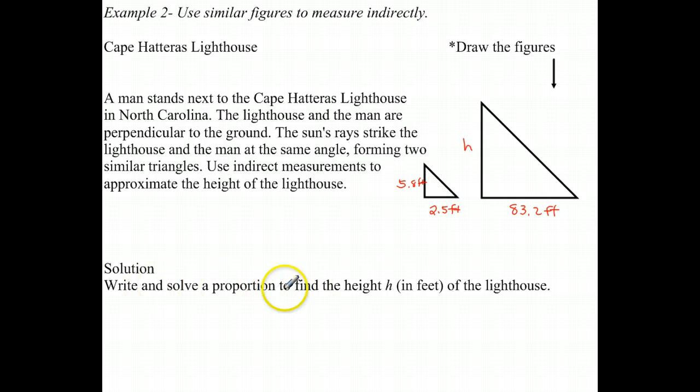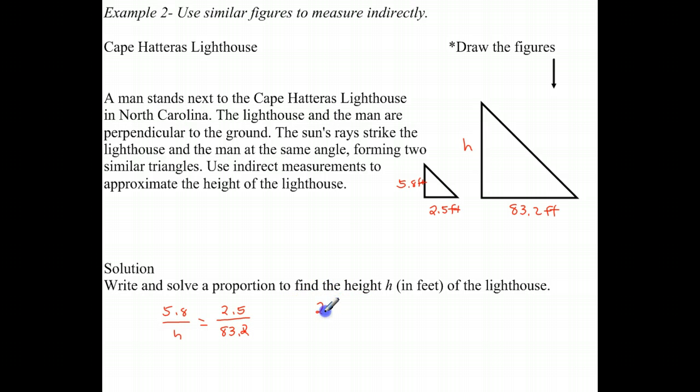So we're going to write and solve a proportion to figure out what the height of that tower is. I see that 5.8 corresponds with h, so I put them over each other. I certainly could have put h over here in my numerator as well. That would have been equally correct. Because I put the height of the man in my numerator here, I'm going to put the man's shadow length in the numerator of my second ratio, and I'm going to put the length of the lighthouse's shadow in the denominator.